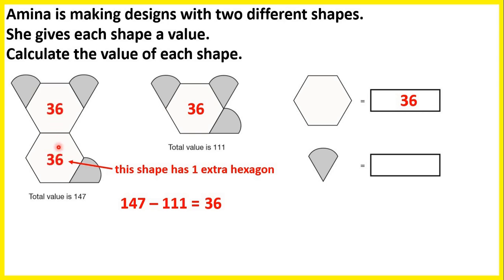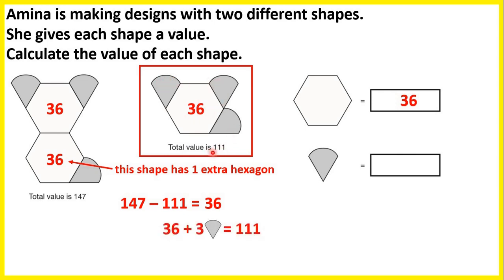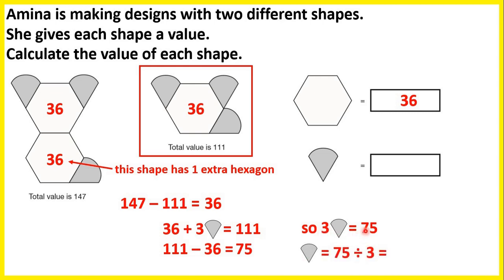So we know that the hexagons have a value of 36, and from that we can work out the value of the cones. So if we take this shape here, we know that 36 plus the 3 cones has a total value of 111. So if we subtract 36 from 111, that gives us 75. So we know that 36 plus 75 is 111, so the 3 cones must have a combined value of 75. But if 3 cones have a value of 75, we can find the value of one cone by dividing 75 by 3. So that gives us 25 as the value of a cone.